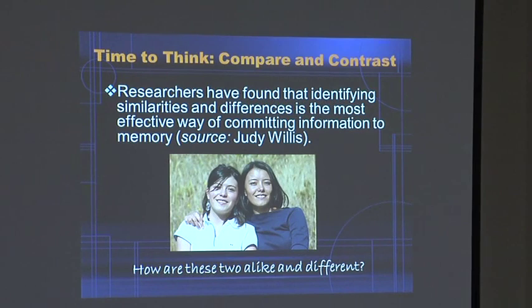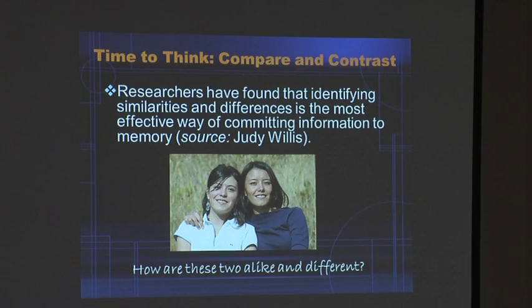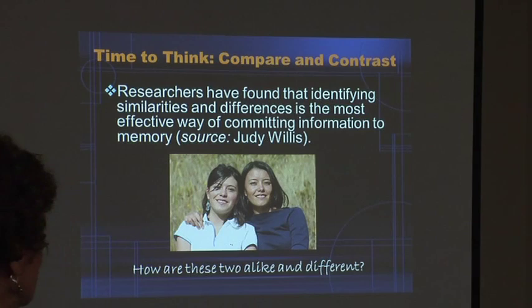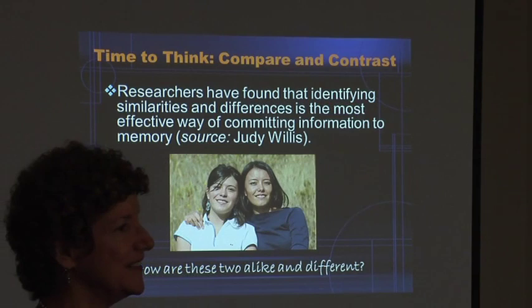Can you give me two ways that these women are alike and two ways that they're different? They both have dark hair. They're both smiling. They're wearing different colored shirts. Different earrings. One has earrings and, oh yeah, they do both have earrings, don't they? Okay, I didn't notice that.